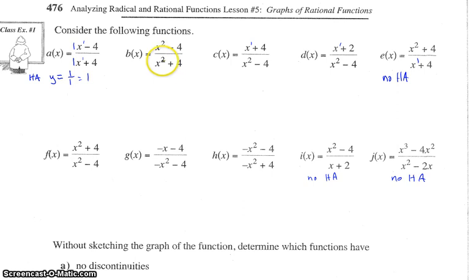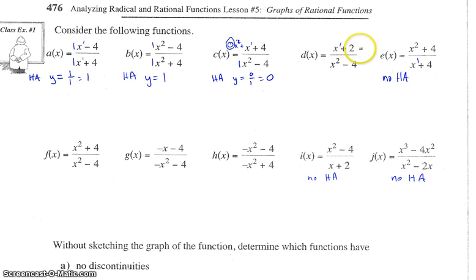Next one, x squared on the bottom, so you look for the x squared on top, and again the coefficients are both 1, so the horizontal asymptote would be y equals 1. On C, the degree on the bottom is x squared, the coefficient is 1, but you'll notice there's no x squared on top. So what you can do is pretend there's a 0x squared, which means the coefficient would be a 0. So our horizontal asymptote would be y equals 0 over 1, which is y equals 0.